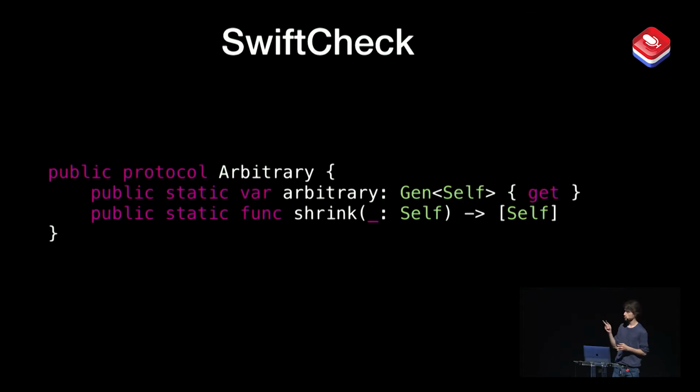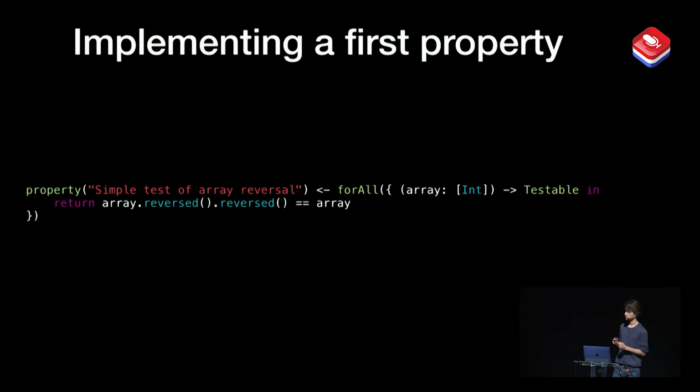SwiftCheck actually works with a protocol called Arbitrary. In order for a type to be Arbitrary, it needs to implement two things. It needs to implement a generator, so a way to generate random data, and it needs to implement a shrink function. It's the function that's going to try to reduce the data into an array of smaller data. The nice thing is that for all the basic types like Int, String, etc., it's already implemented by the library, so I'm not going to focus too much on it. Instead, I'm going to show you how you can write a first property using SwiftCheck.